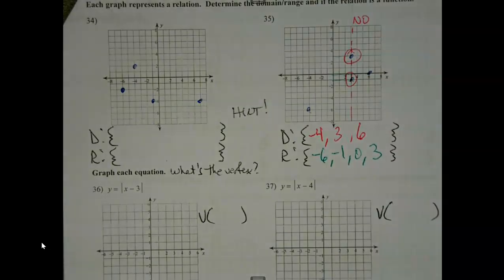So you'll notice I have fewer domain numbers than I do range numbers. That'd be another hint it's not a function. But even if you didn't notice that, that can occur sometimes, and vice versa. Now the rest of it is going to be graphing options here. So, graph the equation. What's the vertex?